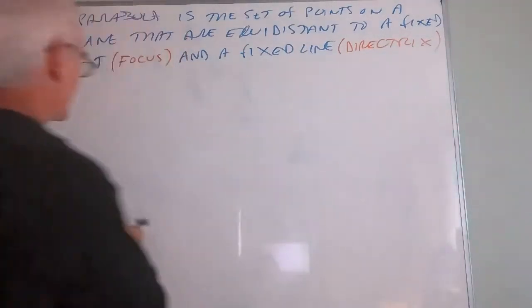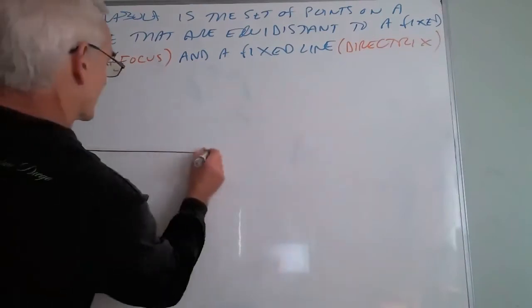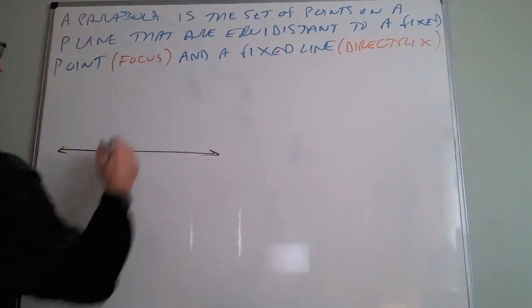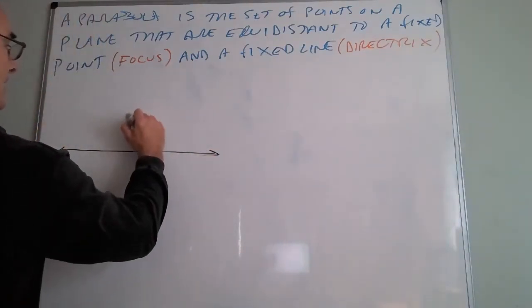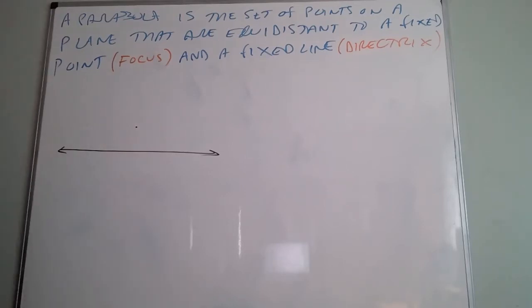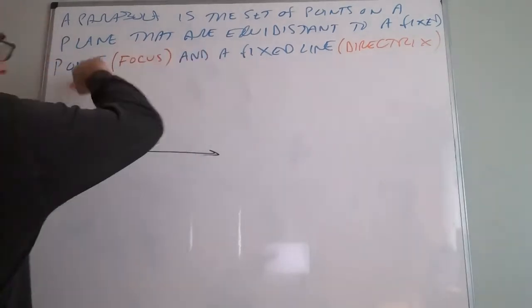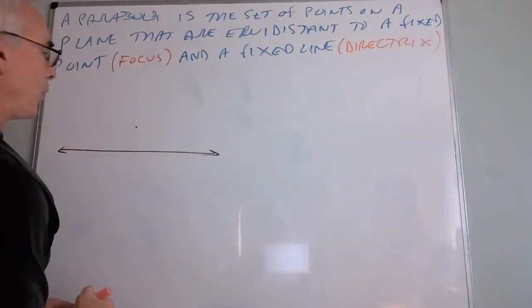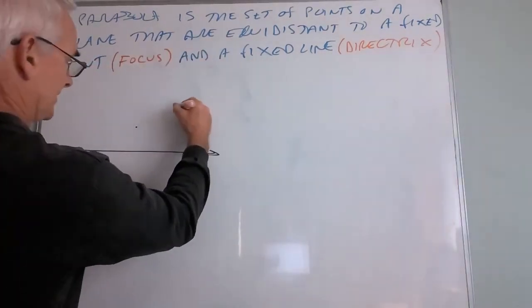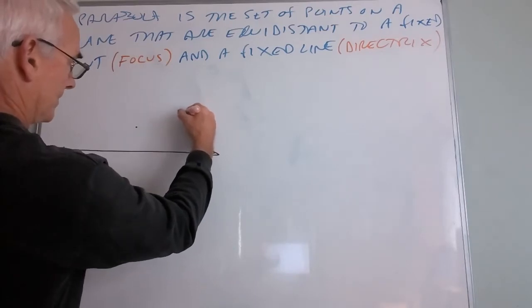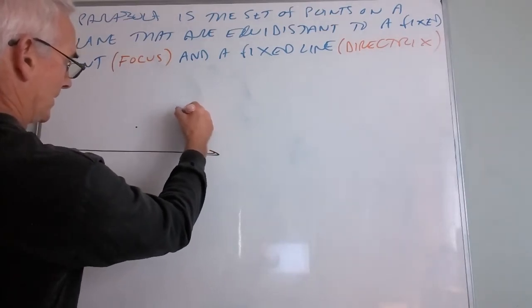So let's start with that picture right here. So there's my directrix. And let's say there's my fixed point. So to be a point on the parabola, I can't just pick a random point out here on the plane. I need a point where the distance, let's say, I'll do my best, about there.